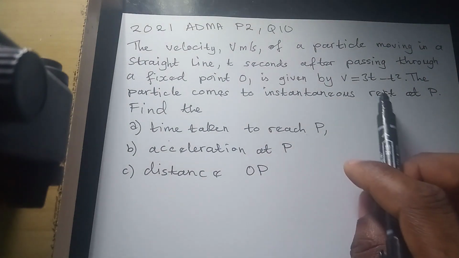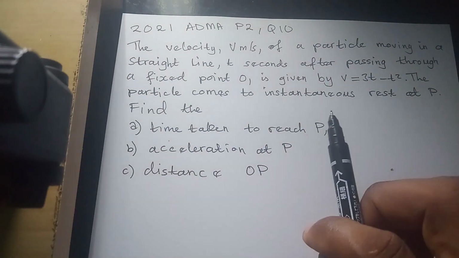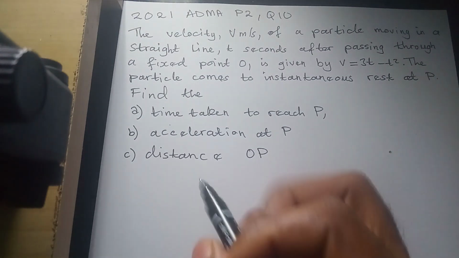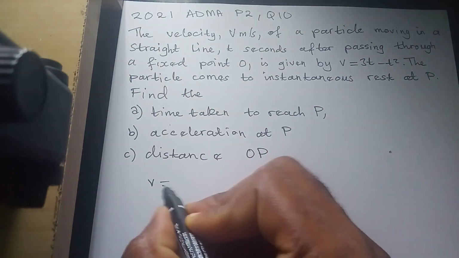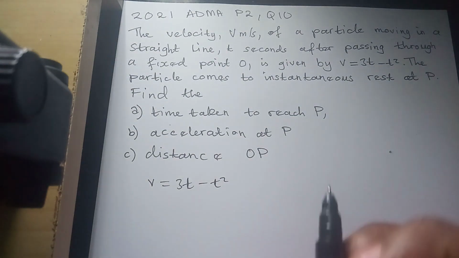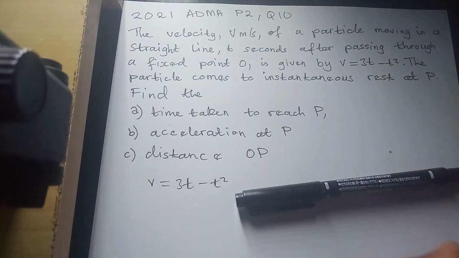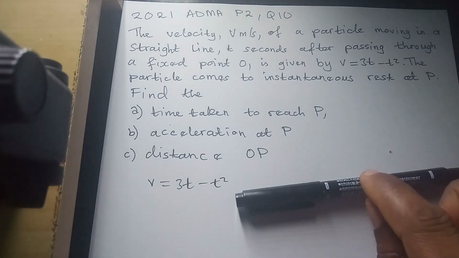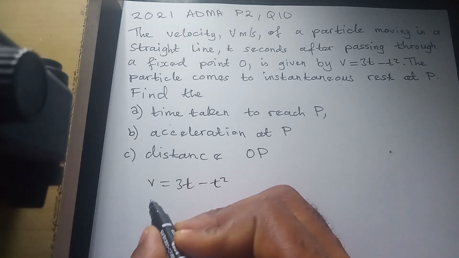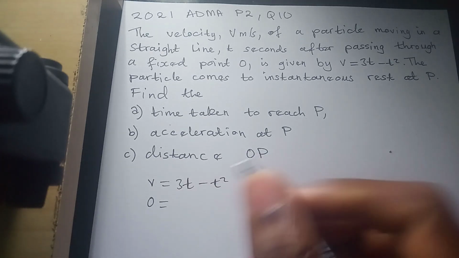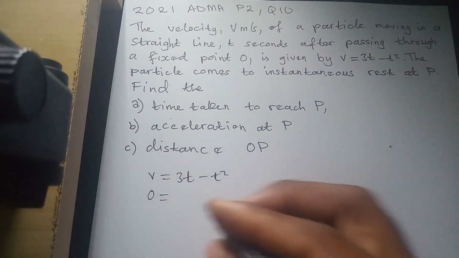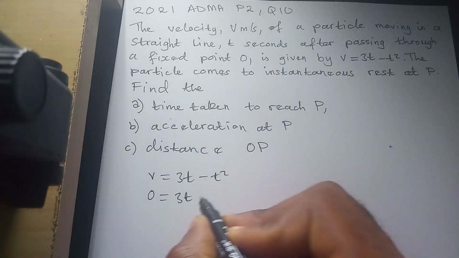So at instantaneous rest, the velocity is always equal to 0. This should always be in your head. So v is equal to 3t minus t squared. And when an object is instantly at rest, it's not moving. It means the velocity is 0, not the time. I always emphasize this, because the time will always be moving. Whether you stop moving or start moving, the time will always be moving.